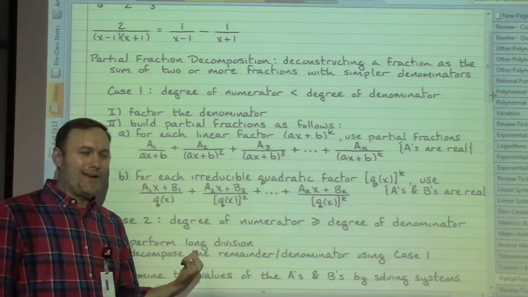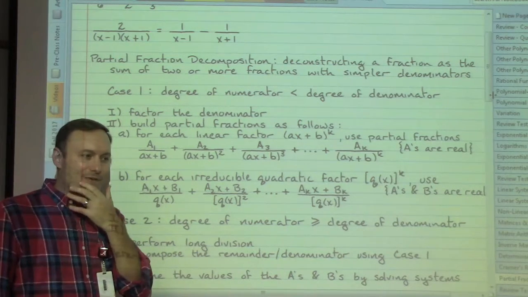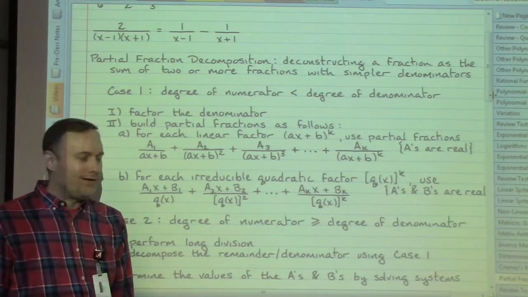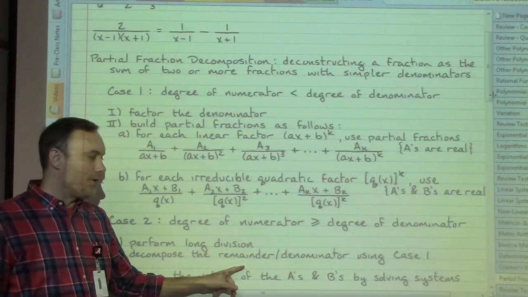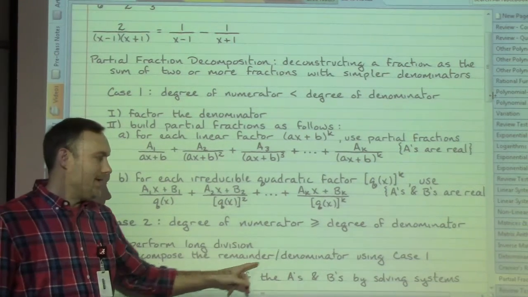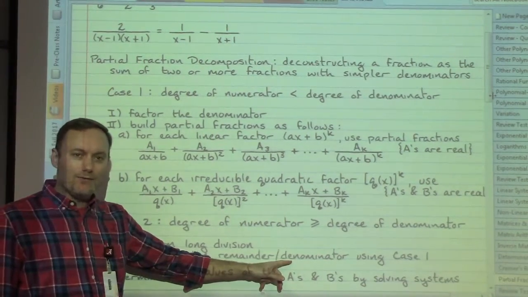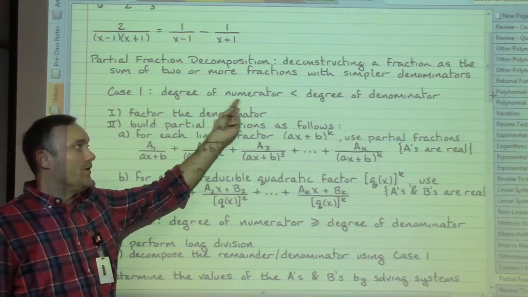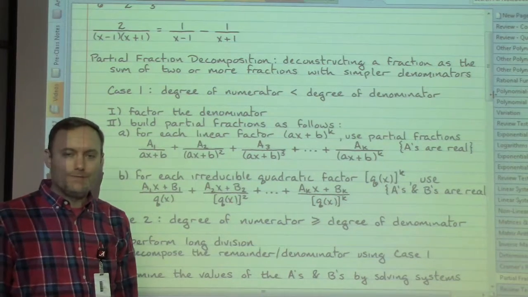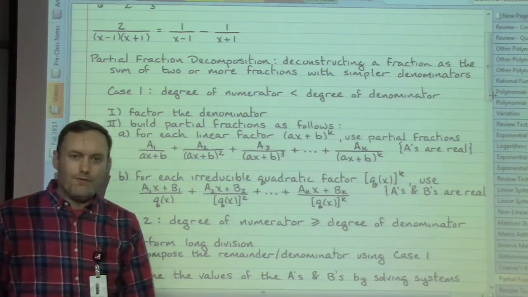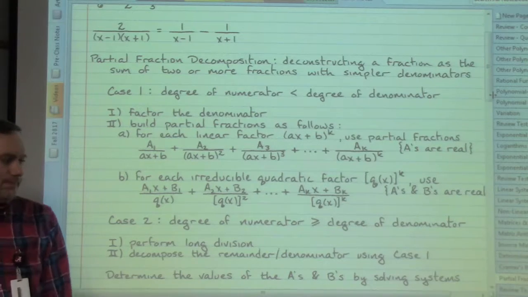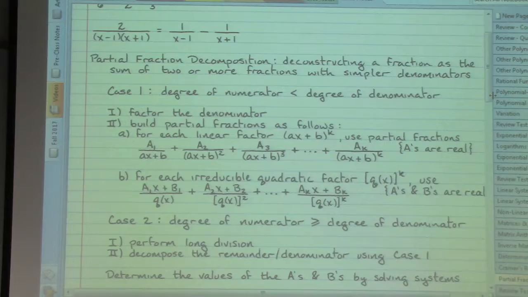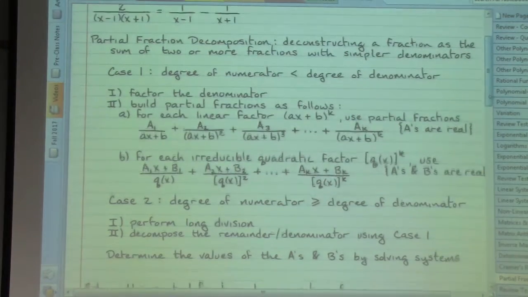We're just pretty much already going with that pessimistic view of things, like, oh dang it, we're going to have to do long division, and whatever our remainder is over our original denominator, that is at least taking us back to case 1, where the degree of the numerator is smaller. So the long division helps us break things down. Then, like I said, we're going to need to determine all these different A's and B's, and that stuff's going to come from systems.